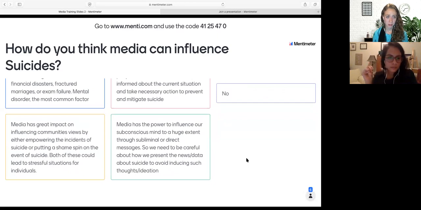We also see media has great impact on influencing communities' views by either empowering the incidence of suicide or putting a shame spin on the event of suicide. And both of these could lead to stressful situations for individuals. Both very true, both very important to keep in mind. We'll continue to discuss how and why that's the case.